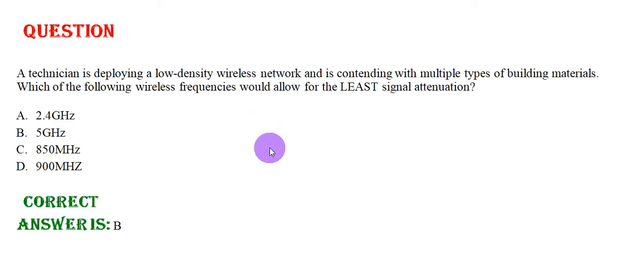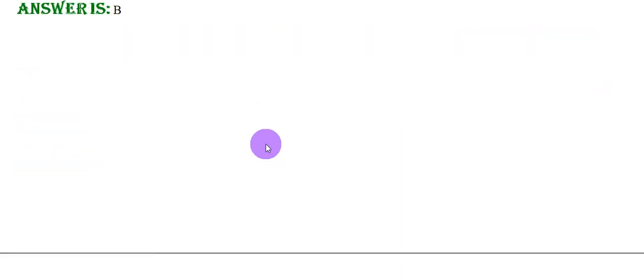A technician is deploying a low density wireless network and is contending with multiple types of building materials. Which of the following wireless frequencies would allow for the least signal attenuation? Option A, 2.4 GHz. Option B, 5 GHz. Option C, 850 MHz. And option D, 900 MHz. The correct answer is option B.